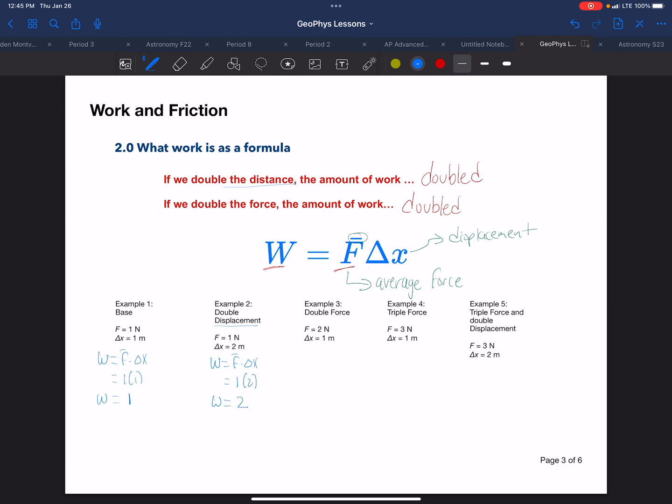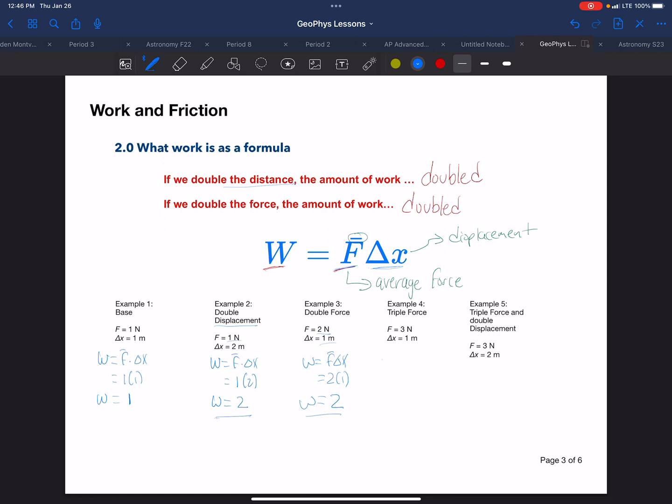Now let's see example 3. Let's double the force. 2 newtons instead of 1 Newton. We're back to 1 meter. So work is the average force times the displacement. So we have 2 times the displacement of 1 gives us 2. So to get the same amount of work of 2, we could either double the distance or we could double the force.